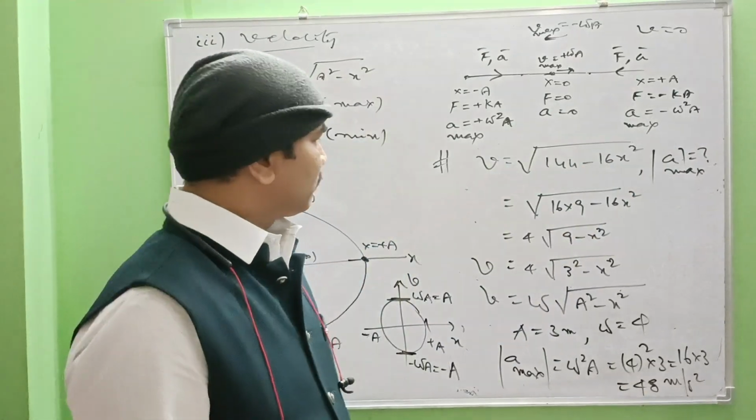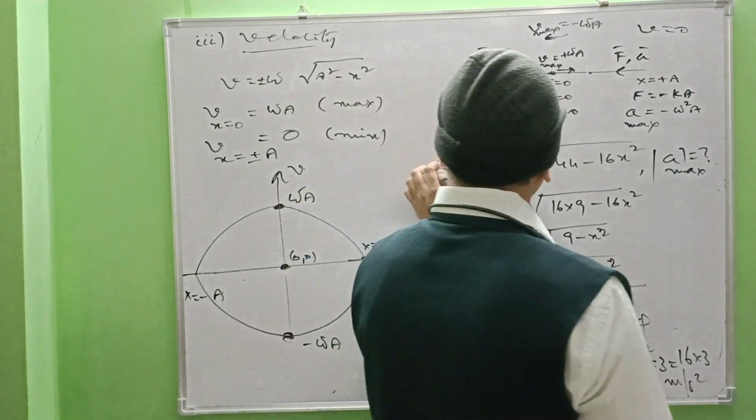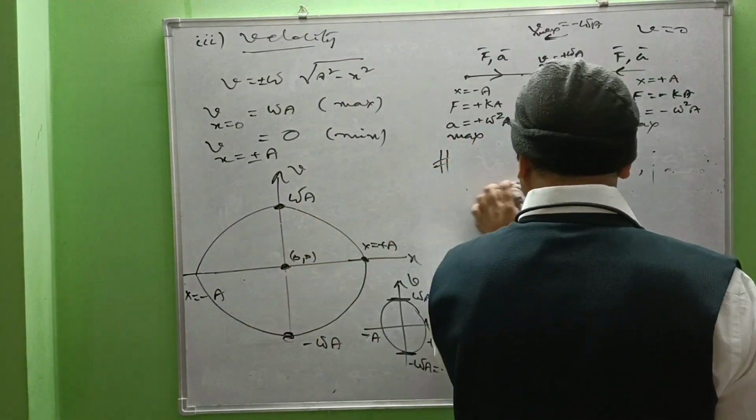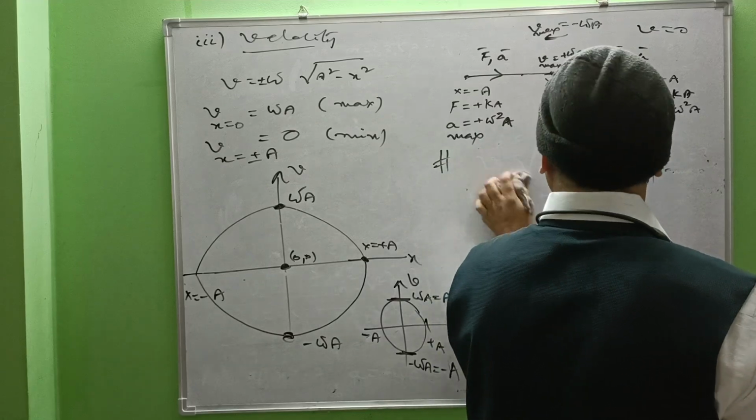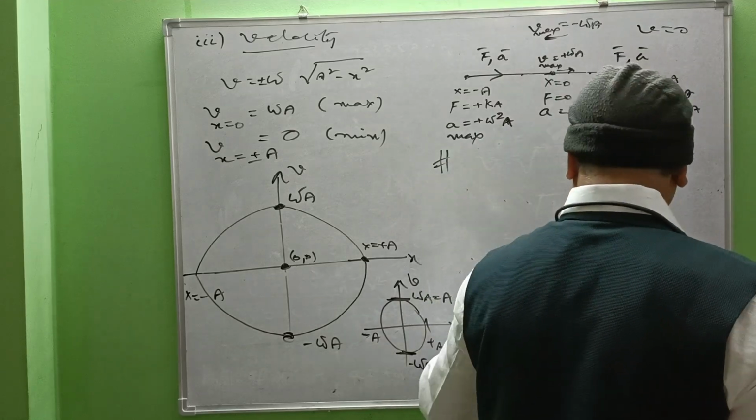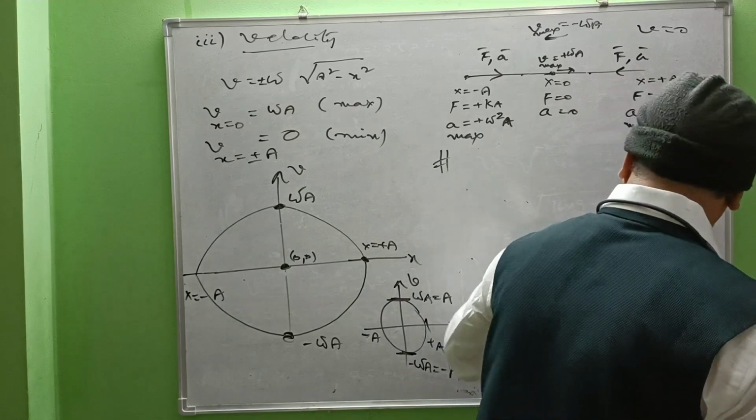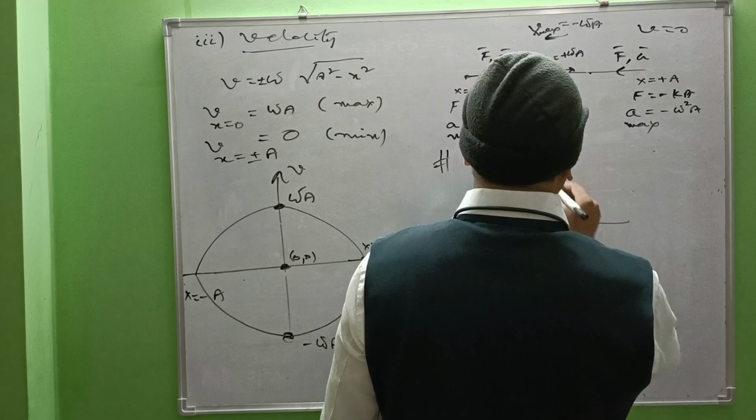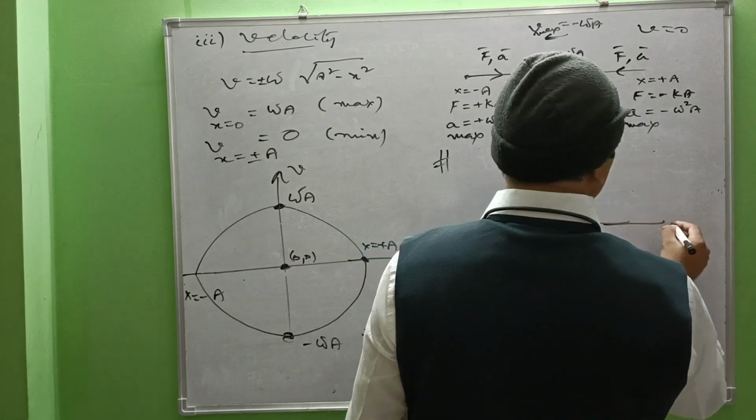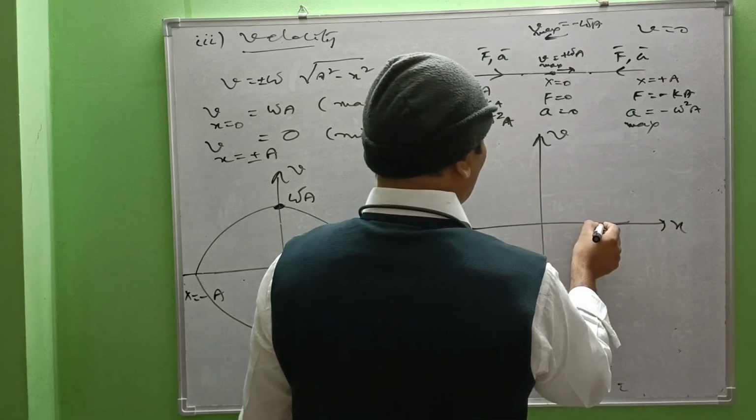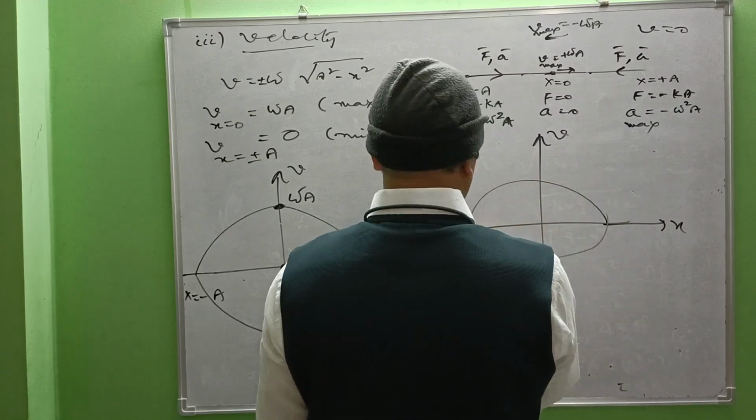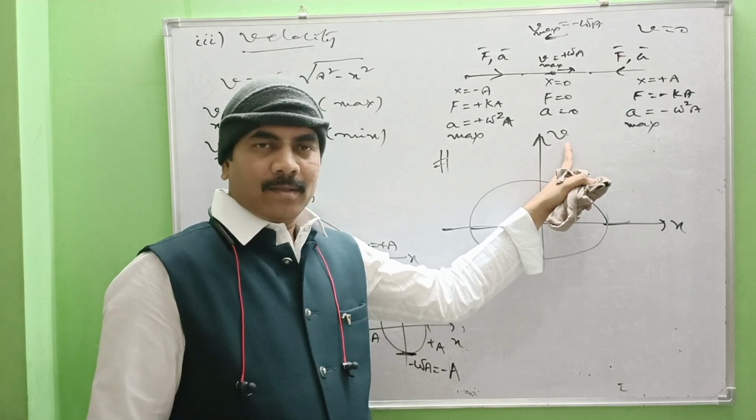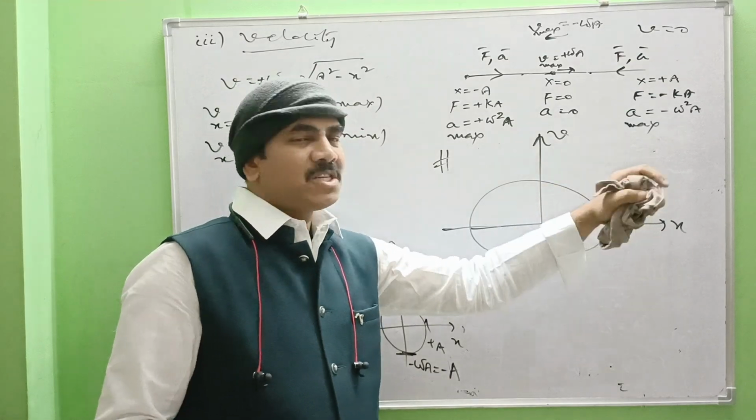Now coming to one more numerical based on the elliptical variation of velocity with position x. Suppose you are given a graph representing the variation of velocity with the position like this. This is the elliptical variation of velocity of an oscillating particle with position x.